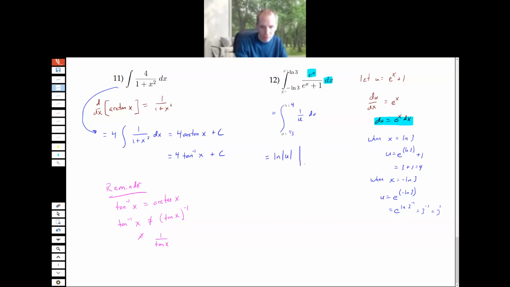So instead I say, okay, I want to plug in the 1/3 and the 4. So I have ln of the absolute value of 4 minus ln of the absolute value of 1/3. And you can just leave it like this. That's perfectly fine. Although this does simplify quite a bit. And it's strange, but it actually simplifies to be ln of 3. And that's a little bit confusing, but it works out nicely.